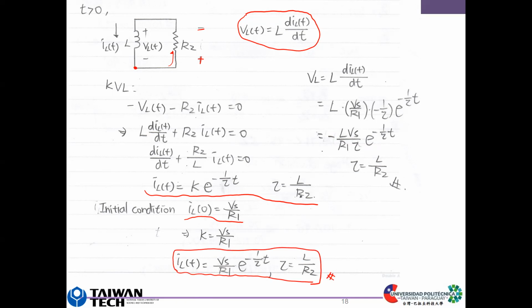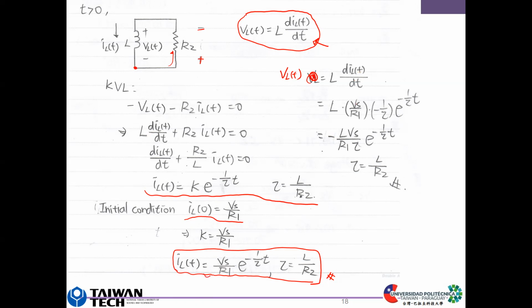This problem asks you to find the expression for the currents and also the voltage. Once you find out the inductor current, then by using this equation, you are able to calculate the inductor voltage. So VL(t) equals L times dIL(t)/dt. So it's the first derivative of IL with respect to time.